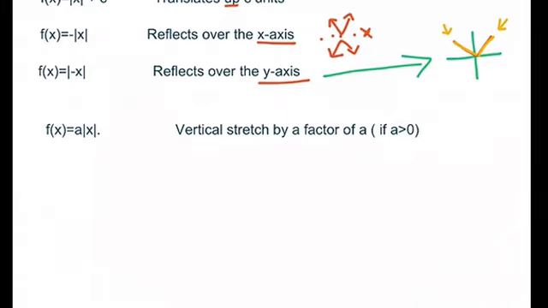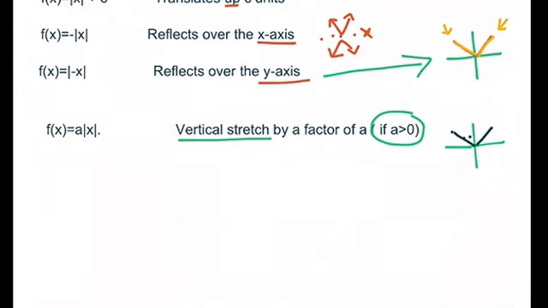All right, so if f(x) = a|x|, we have a vertical stretch if a is greater than 1. In other words, numbers bigger than 1 are going to make the graph get taller. Here's the parent function. We're going to do a vertical stretch, which means it's going to get taller, okay?